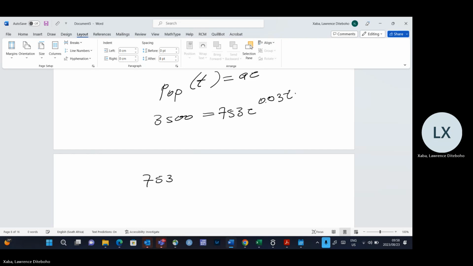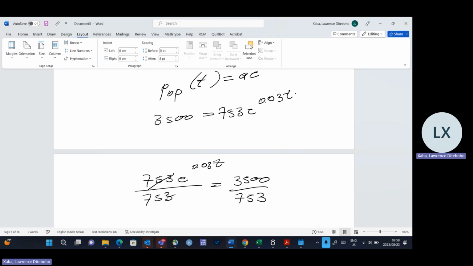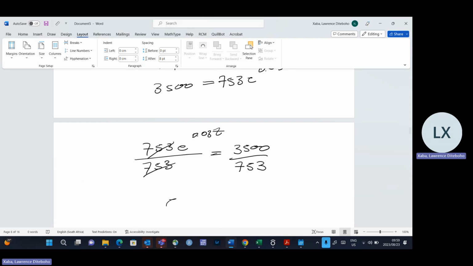We say 753 e to the power 0.03t divided by 753 equals 3,500 divided by 753. Then that cancels, and we end up having e to the power 0.03t equals 3,500 divided by 753. Then we end up having 4.65.